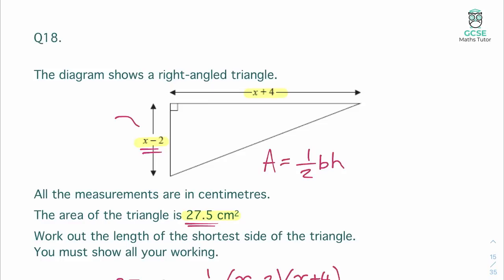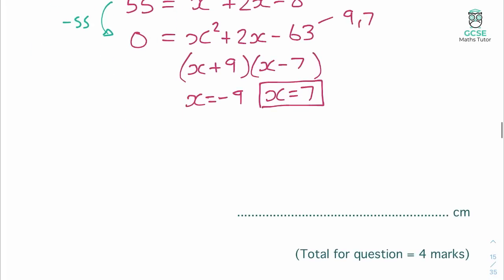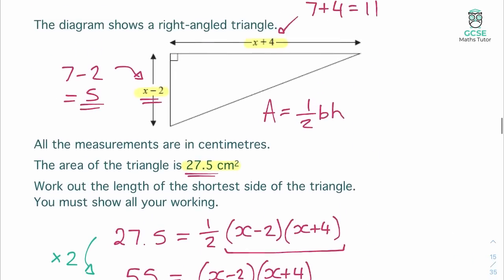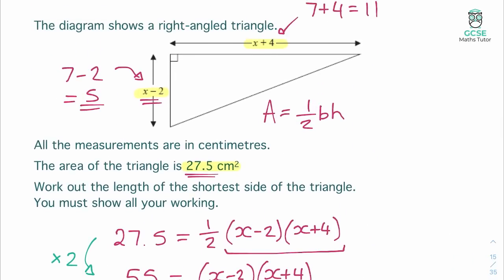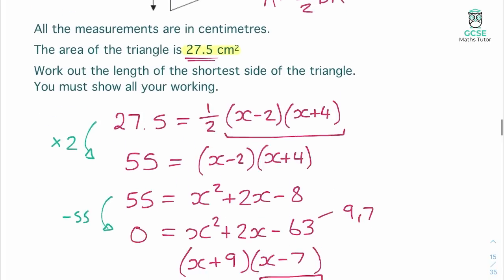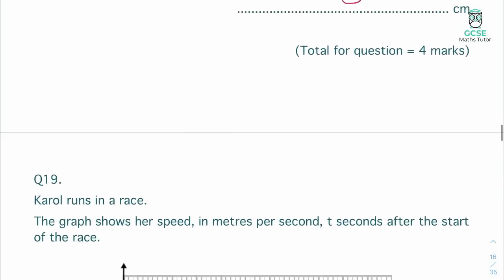If we substitute x equals 7 into this side, we get 7 take away 2, which is 5. Just be careful, do check it in the other one. But obviously you can see if you sub 7 in there, you get 7 plus 4, which is obviously more than 5, it's 11. So our shortest side is the 5. So our final answer here, it's given us centimetres, so 5 centimetres for our shortest side. So there we go, that was a relatively tough question, forming and solving a quadratic equation using area of a triangle. And yeah, definitely not the nicest of questions.